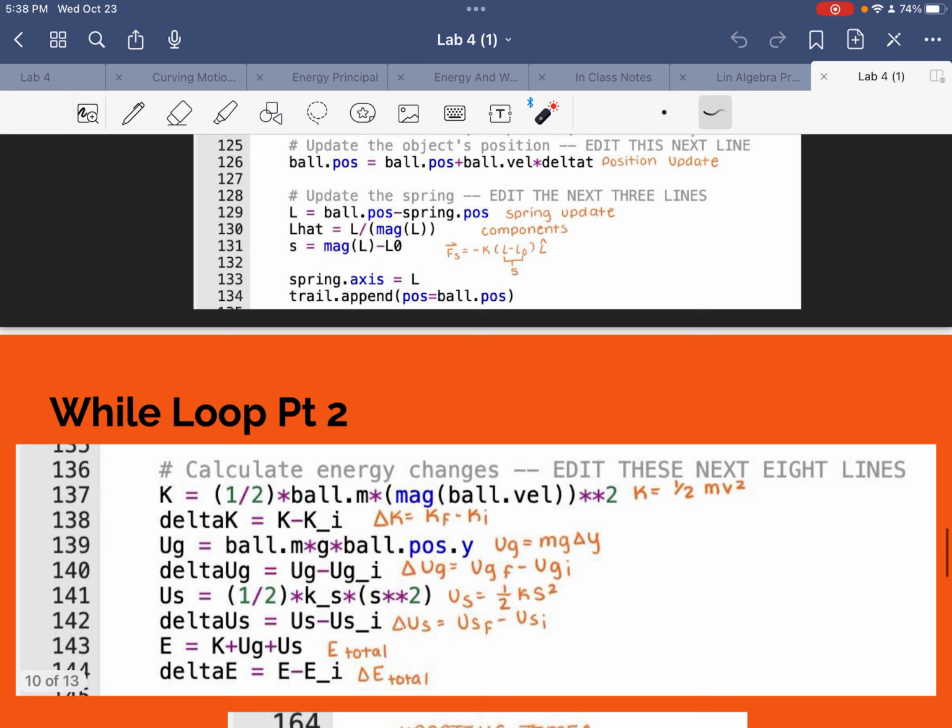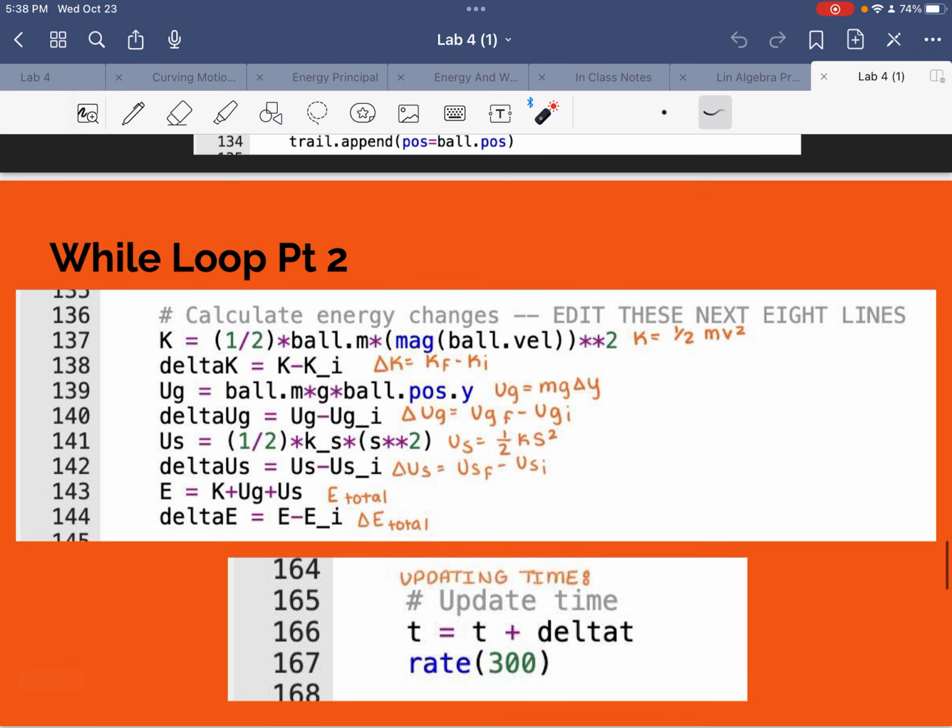My next step was to calculate the changes in energy for the system. This was done by first solving for the new kinetic energy of the system, the new potential gravitational energy, and then the new potential spring energy in the system. I then used those values to find the change in energy of the system by subtracting them from their old values and then adding them all together. And finally, I updated my time for my while loop, which is seen right here.